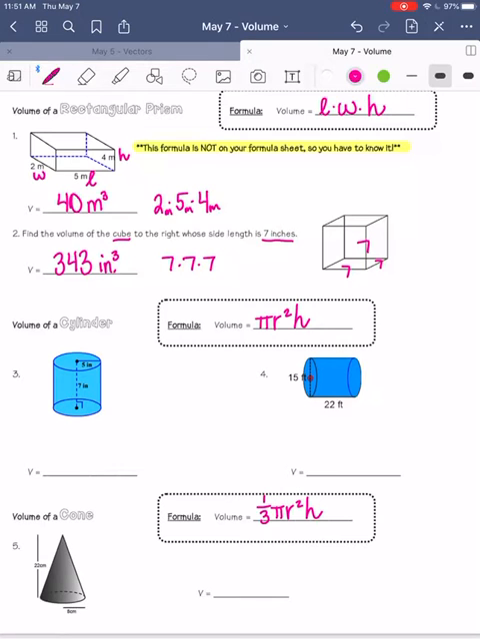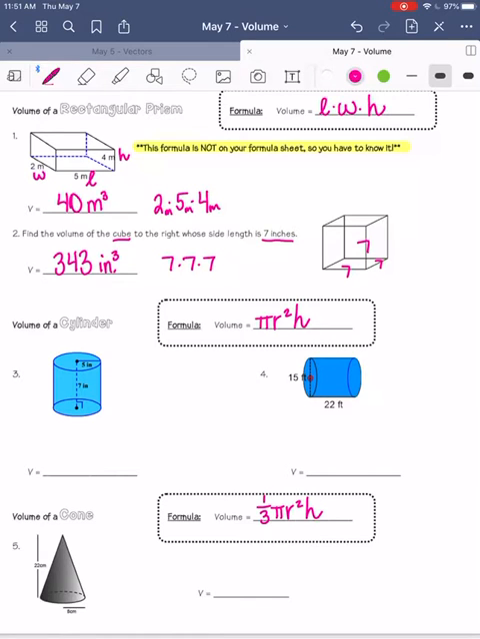So a Pringles can is a cylinder. A hockey puck is actually a cylinder as well. It's just a really short, squatty cylinder. So we can have lots of real world examples of these. But a cylinder is this formula right here, pi r squared h.